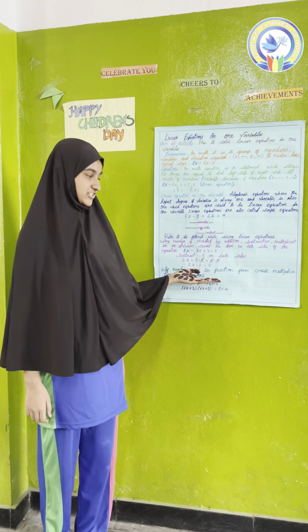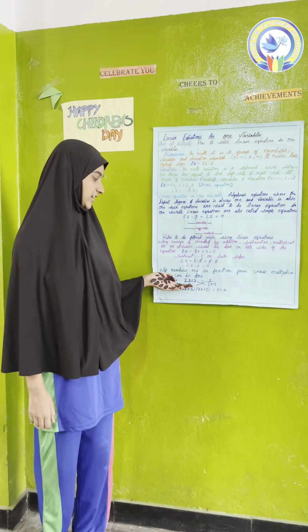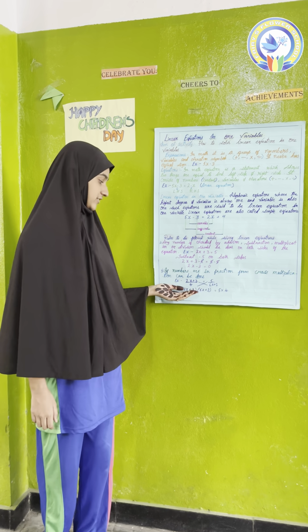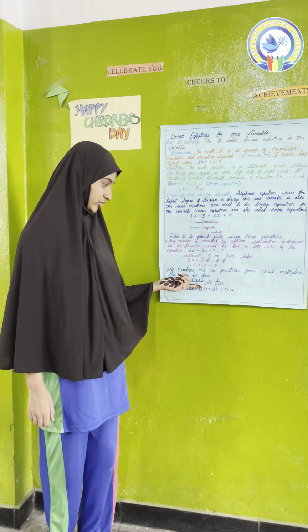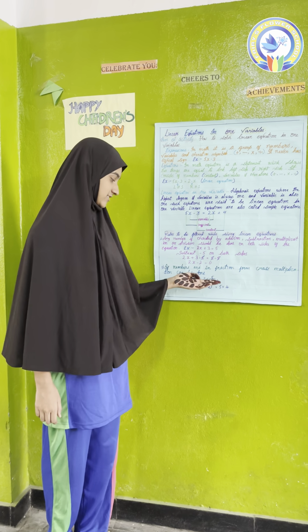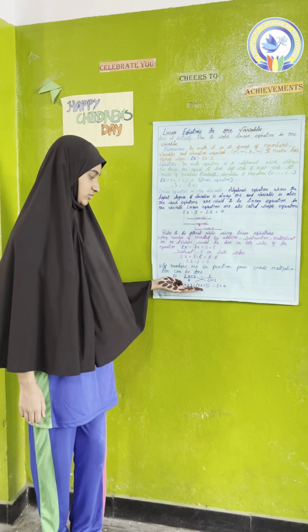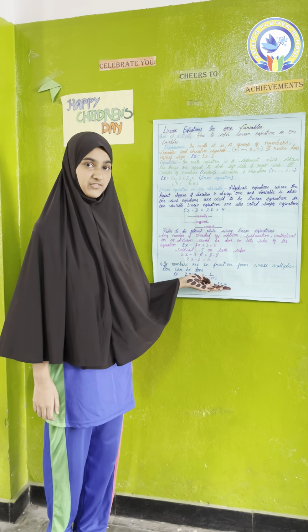If numbers are in fraction form, cross multiplication can be done. Example, (2x plus 3) by 4 is equal to 5 by (6x plus 1). (2x plus 3) into (6x plus 1) is equal to 5 into 4.